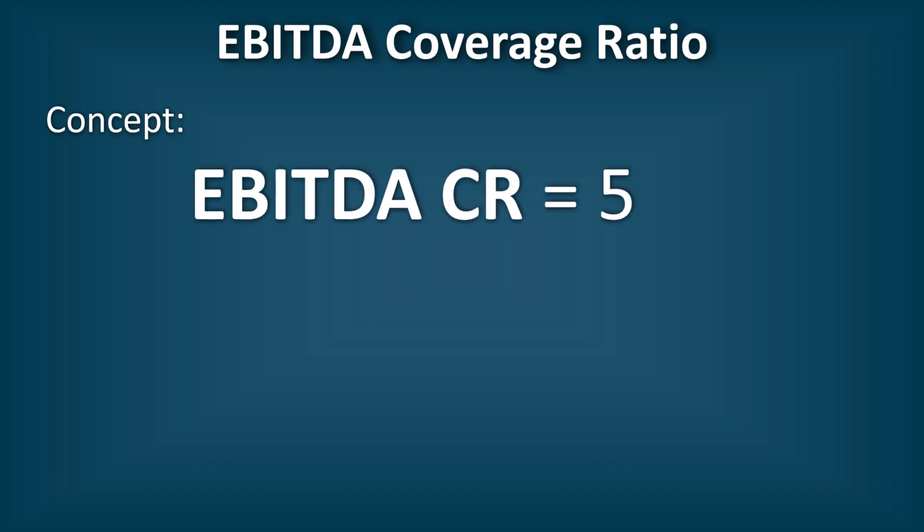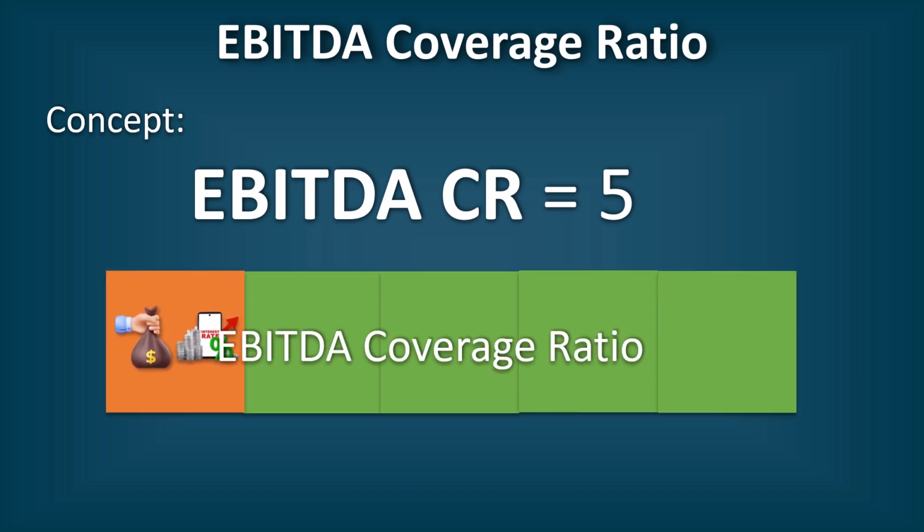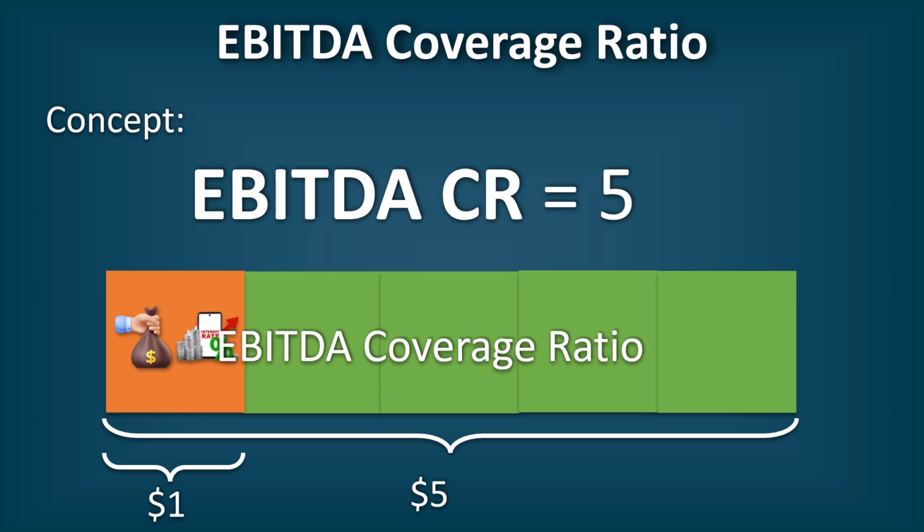Now, what does the value 5 mean? It means that the company's EBITDA is 5 times greater than its total debt obligations, the principal repayment plus interest. In simple words, for every $1 the company needs to pay toward its loan principal and interest, it has $5 of EBITDA available to cover that payment. This shows that the company is in a strong position to meet its debt obligations comfortably.